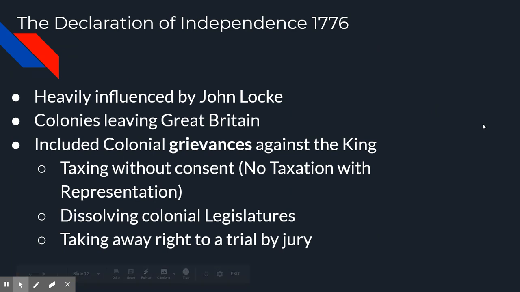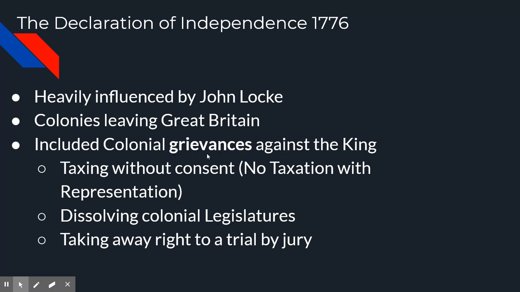So the war starts. Obviously, like I told you, I'm not going to go over all the battles just because we don't have time. But the colonists eventually make the Declaration of Independence. And it is hugely influenced by John Locke. And all the Declaration of Independence is them telling the king, you broke the social contract, so we have a right to leave. So the colonists include grievances, which are just complaints against the king.